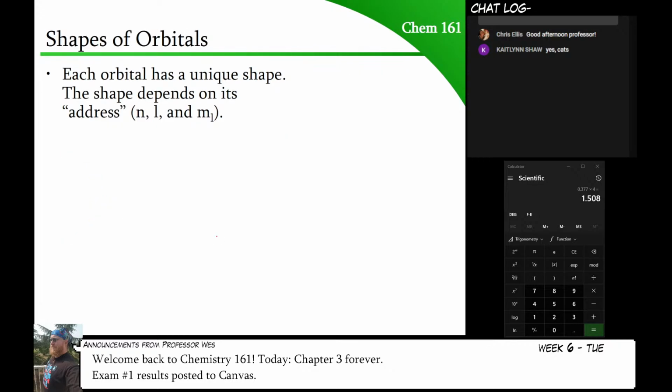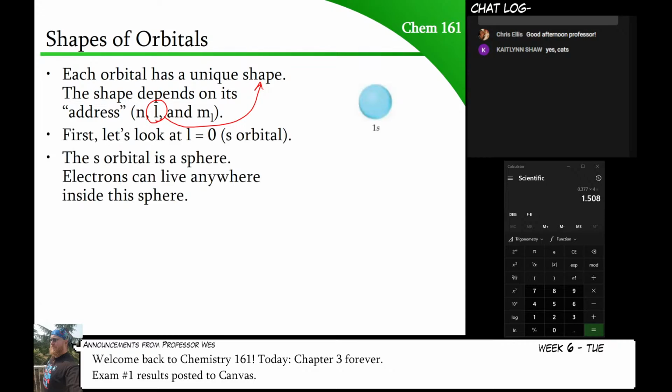All right, let's talk a little bit more about L today. So L is going to govern the shape of our orbital. To some degree, n and m sub L kick in too, but L tells us specifically what the shape is. For L equals 0, we're going to call that the s orbital. The s orbital is just a sphere. Anywhere inside the sphere is fair game for electrons to be.